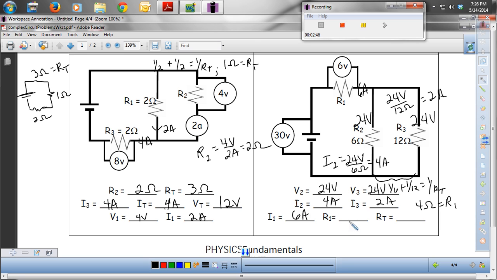R1 has to be 6 volts and 6 amps, or 1 ohm, because R is equal to V over I. So 6 over 6 is 1. R total, well, let's see, what do we have? We have 1 ohm here, and this whole group we said was 4 ohms, so R total is 5 ohms. I can also check it out by saying, R total is equal to V total over I total. And we said it was 30 volts over 6 amps, which will also give us 5 ohms.